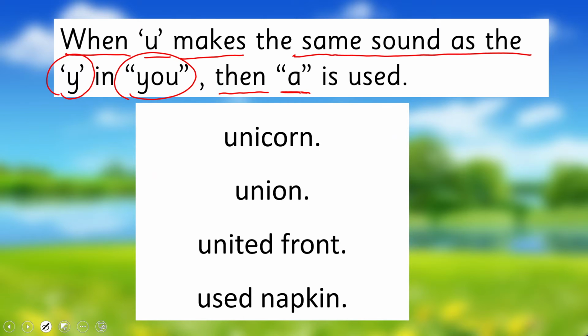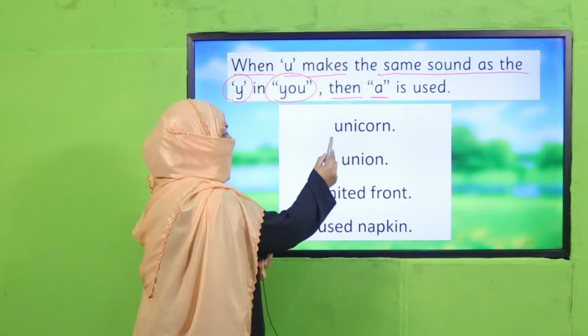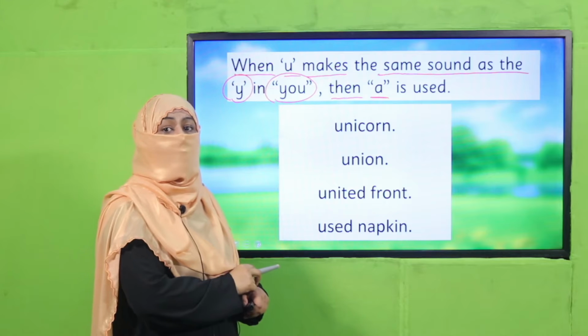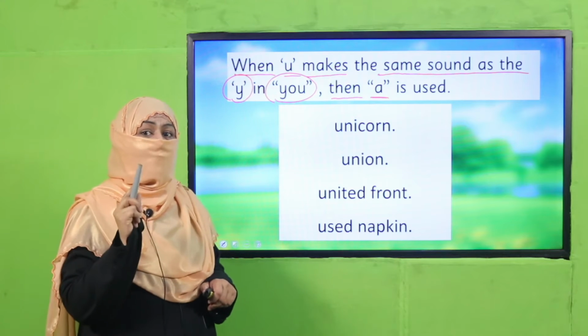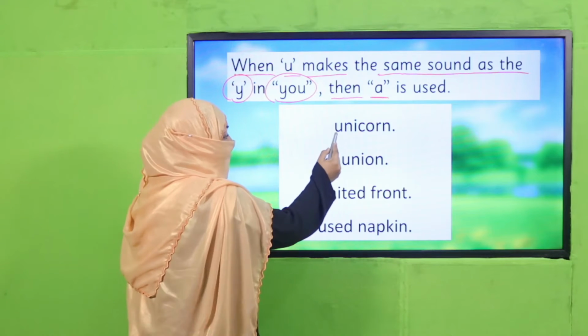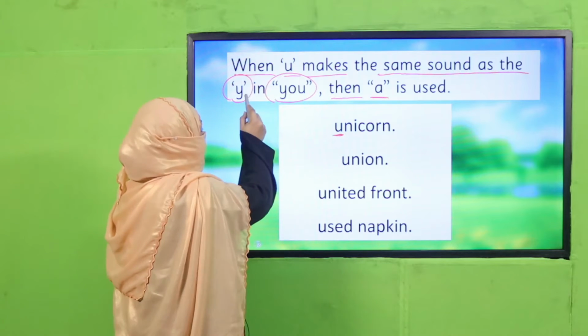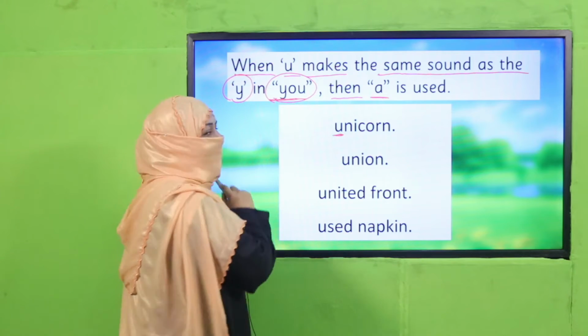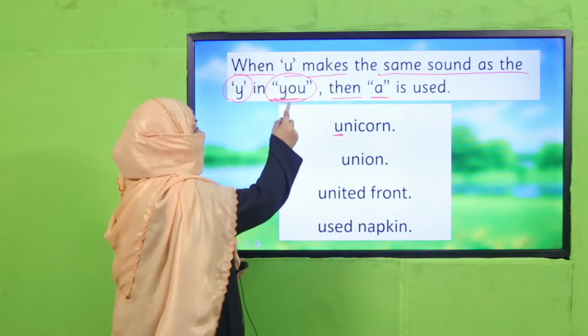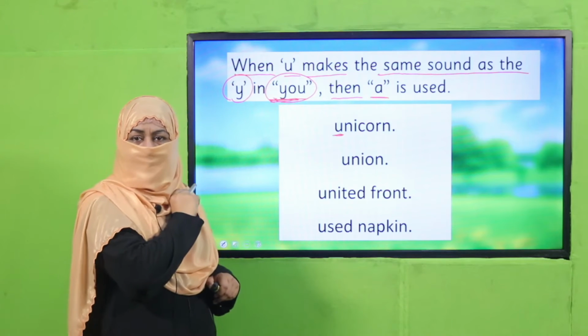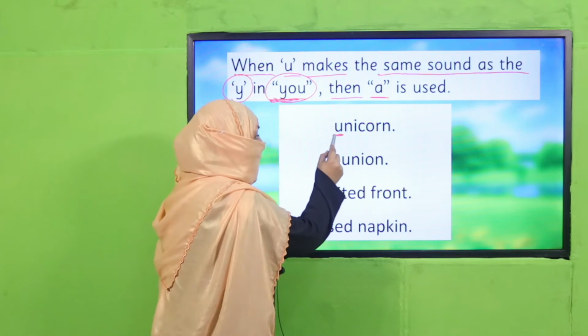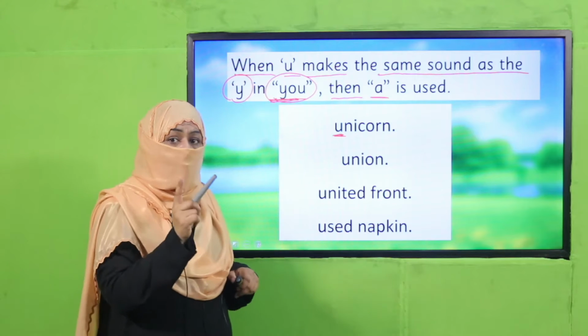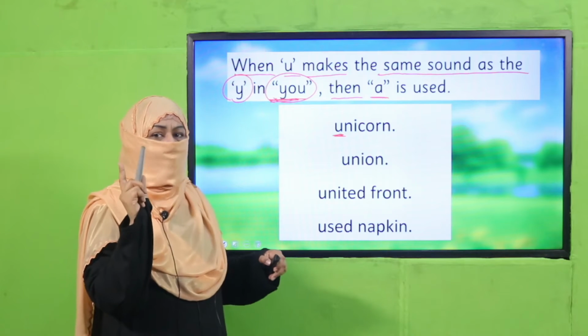And how do we find it? We'll say the word. This is a word. You say it, unicorn. Now the sound of U here is the sound of Y, as the Y is sounding in here. So here this U, this vowel letter, is not giving a vowel sound.